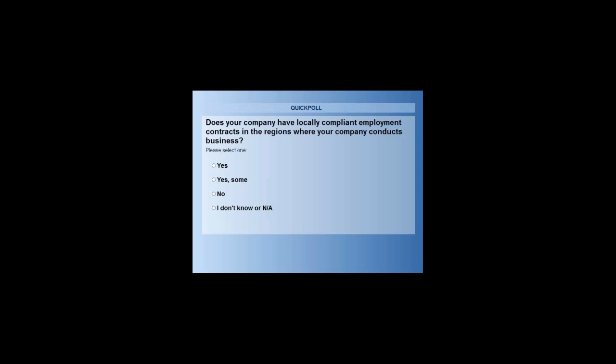The question is, does your company have locally compliant employment contracts in the regions where your company conducts business? So speaking of things international, another complex area, we will leave that open for another 10 seconds or so.